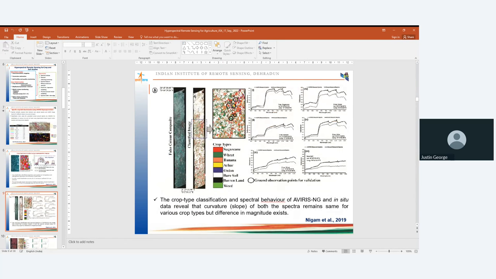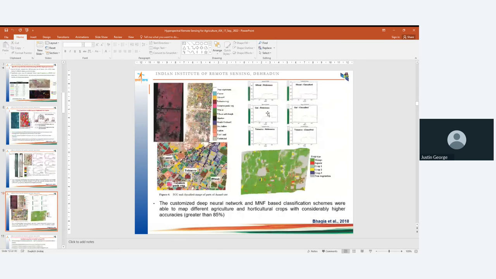Here also you can see different types of crops like sugarcane, wheat, banana, onion, arhar; they were able to distinguishably map between these different crop types. And these are the spectral behavior obtained from the field as well as the Everest classified data. The crop type classification and the spectral behavior of Everest NG and the in-situ data revealed that only the curvature or the magnitude varies between the two spectra, but the shape as well as the slope and other features remain very, very close to each other.